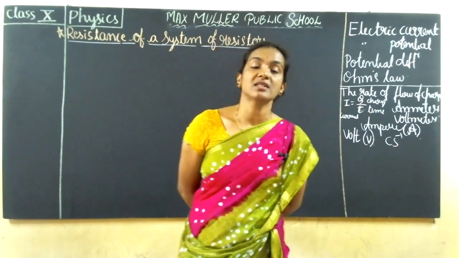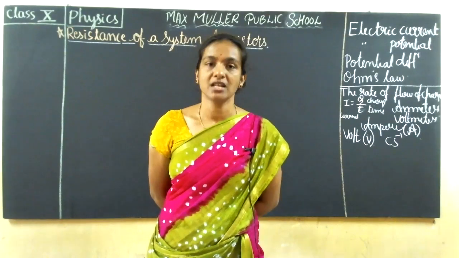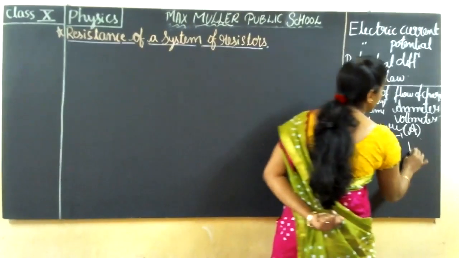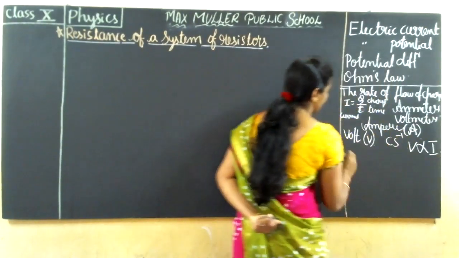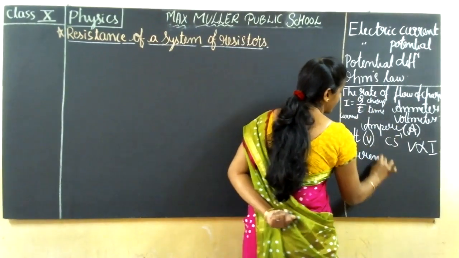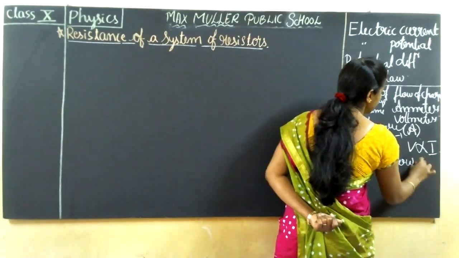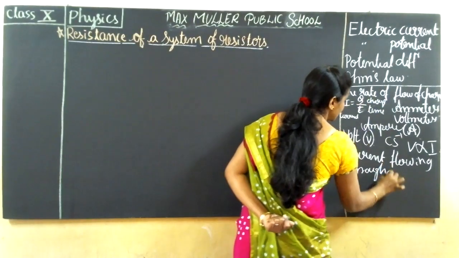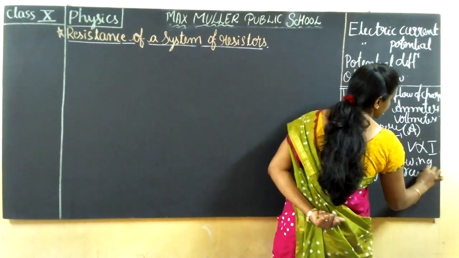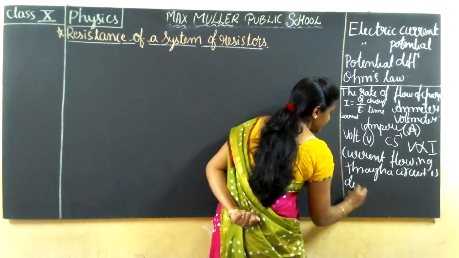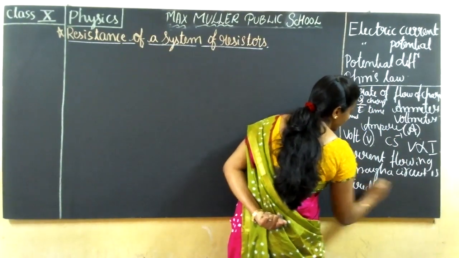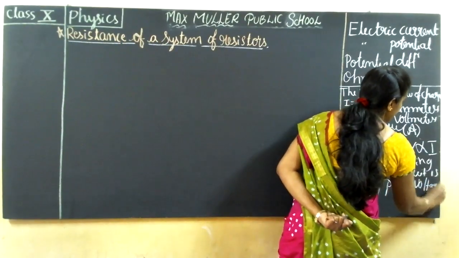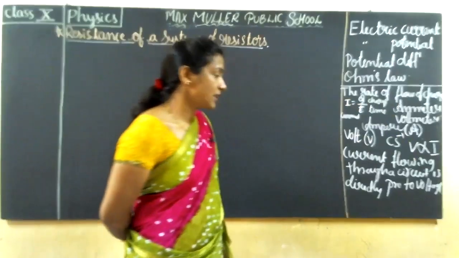A current flowing through a circuit is directly proportional to voltage. Yes or no? Current flowing through a circuit is directly proportional to voltage. Yes, current flowing through a circuit is directly proportional to voltage.